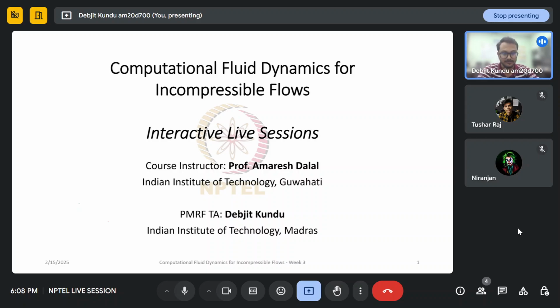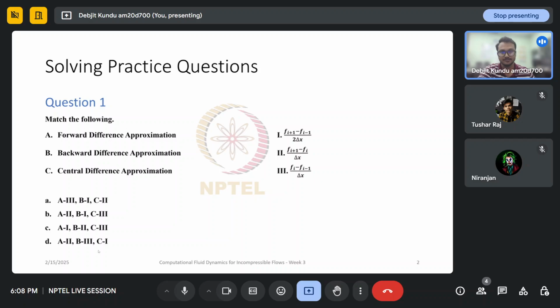Now, without any further ado, let's dive into the questions. So we have question number one for today's session. I'd like to remind you that the whole discussion on week three started off with introducing us to the finite difference method and how it works. In order to approximate derivatives into a discretized form, we use this finite difference method, and there are different schemes of that. So this question relates to a few of those schemes and the discretized form of nothing but dou f dou x.